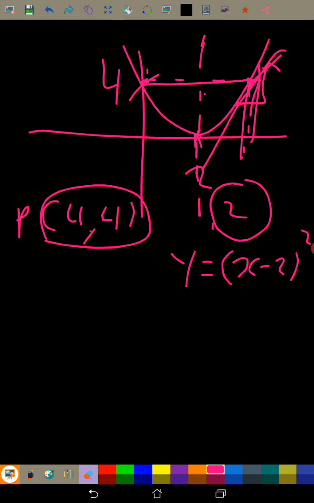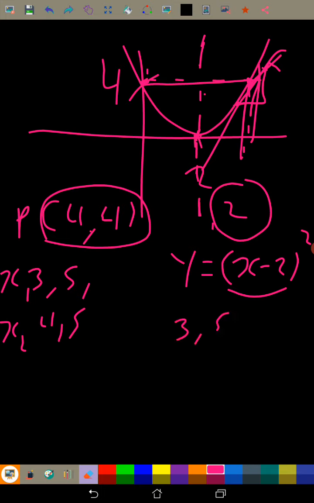We want to take 2 points that are very close, so we're going to take 3.5, and then for x1, x2 we're going to take 4.5. So if we replace this here, we have 3.5 minus 2, we have 1.5 to the square. 1.5 to the square gives us 2.25.